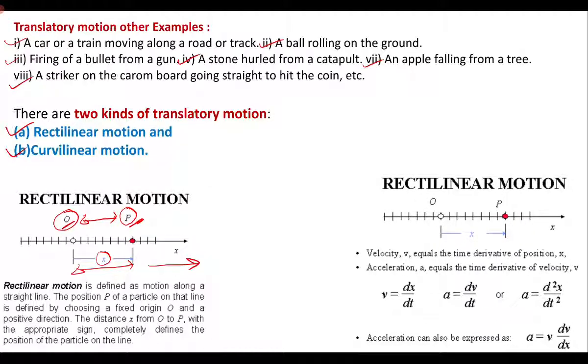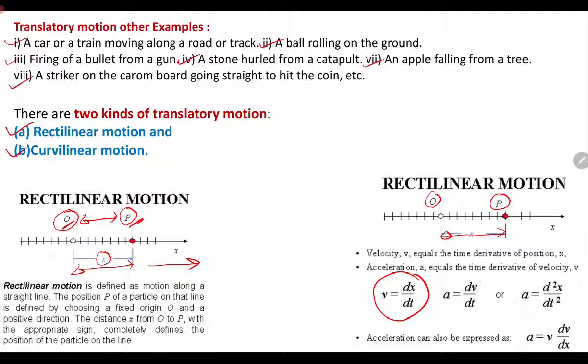So in case of rectilinear motion, this is the initial position O, this is the final position P, and this is nothing but the distance between them. So the object is possessing rectilinear motion here. Velocity v equals the time derivative of position x. So v is nothing but dx by dt, and acceleration equals the time derivative of velocity v.